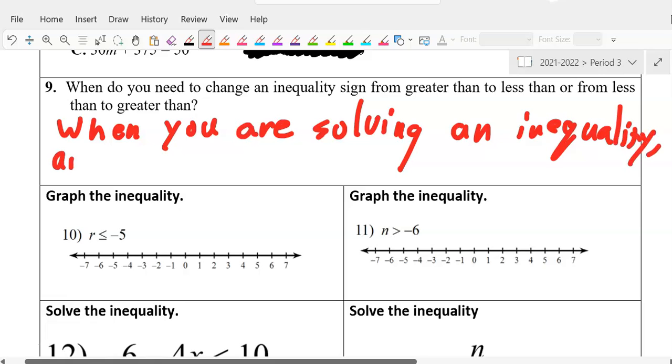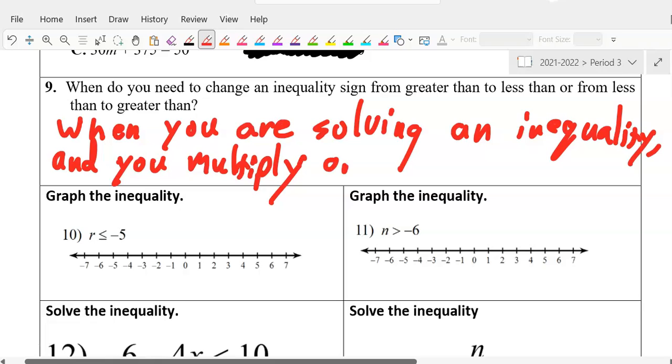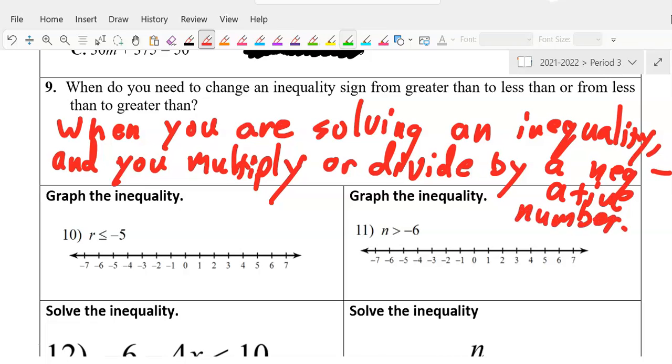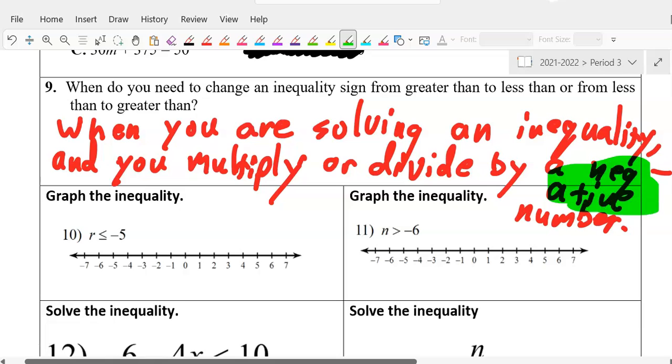and you are multiplying or dividing by a negative number. Multiply or divide by a negative number, which we all know. It's a little sloppy. I put a little hyphen there. Negative number.